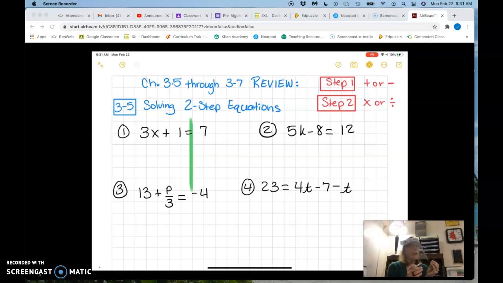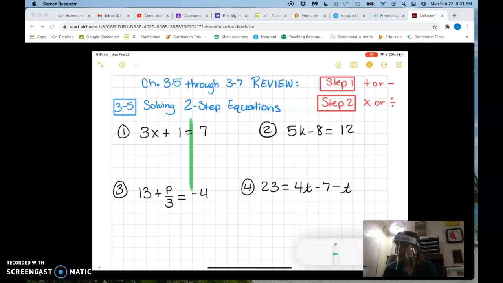But when I say whatever you do to one side, you have to do to the other, I'm talking about that line. Whatever you do to one side of the line or the equal sign, you have to do to the other side of the equal sign or that line. So drawing that line is just a really good visual to remind yourself to keep the two sides separate.